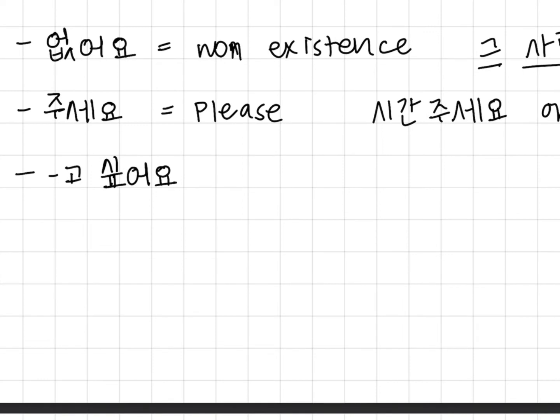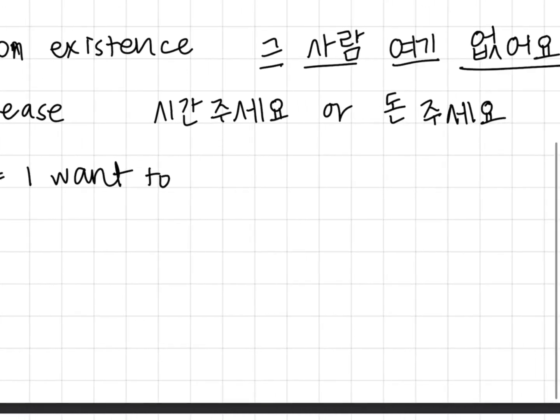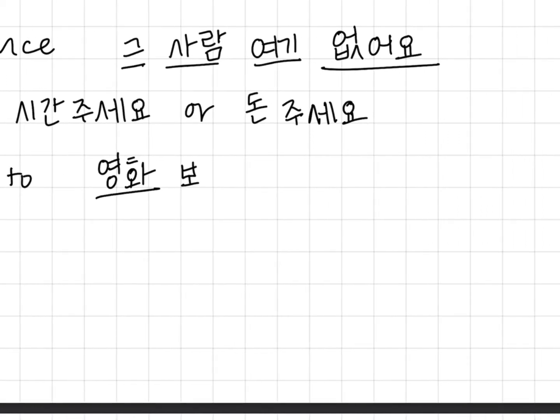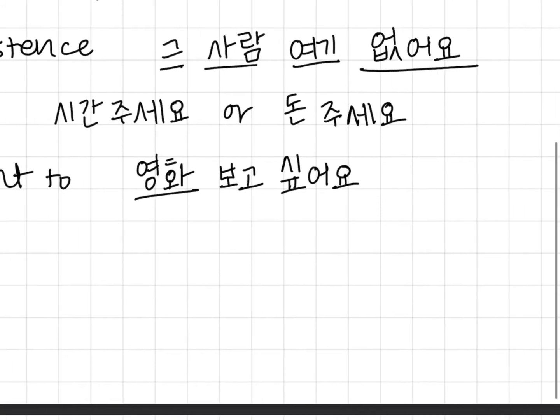Okay, 고 싶어요 is an ending, and when you attach it to something, it basically means I want to. So you would attach it to a verb. So if the verb is to see, or you want to go watch a movie, to watch or to see, you could say 영화, which means movie. 보다 is the verb for to see or to watch, but you would just add the verb stem. So it'd be 보고 싶어요. That means I want to watch a movie.